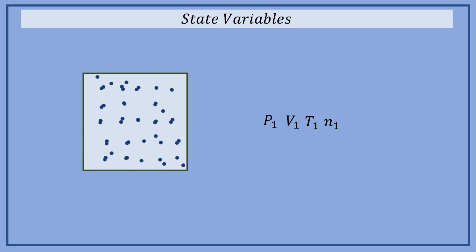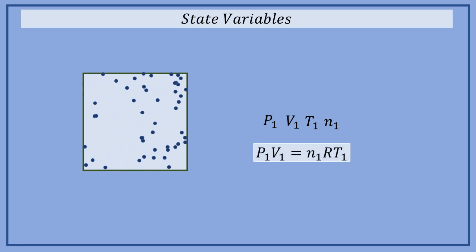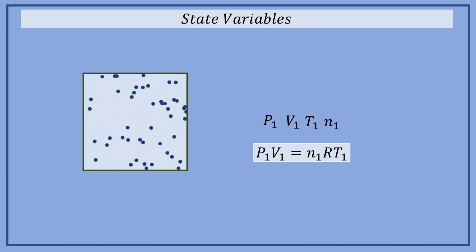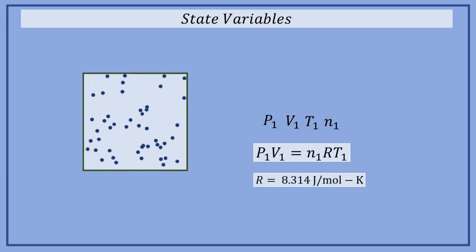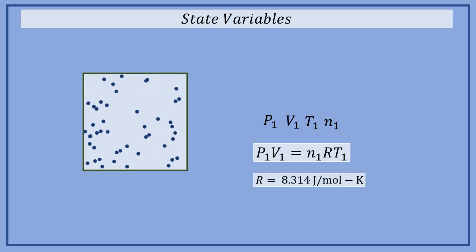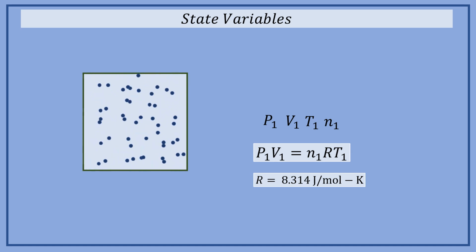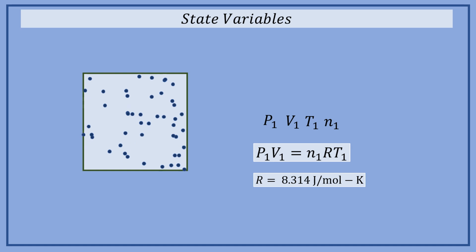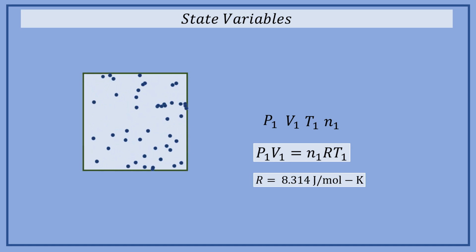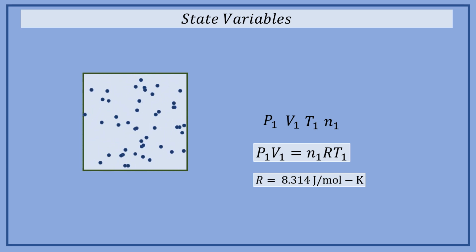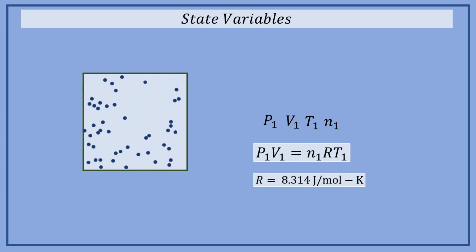In a particular state, all these four variables are related with each other by the ideal gas law, that is, pressure times volume equals number of moles times R times temperature, where R is the universal gas constant. This equation is called the ideal gas equation, assuming that the gas is behaving as an ideal gas. We will use this relation to understand further about partial pressures.